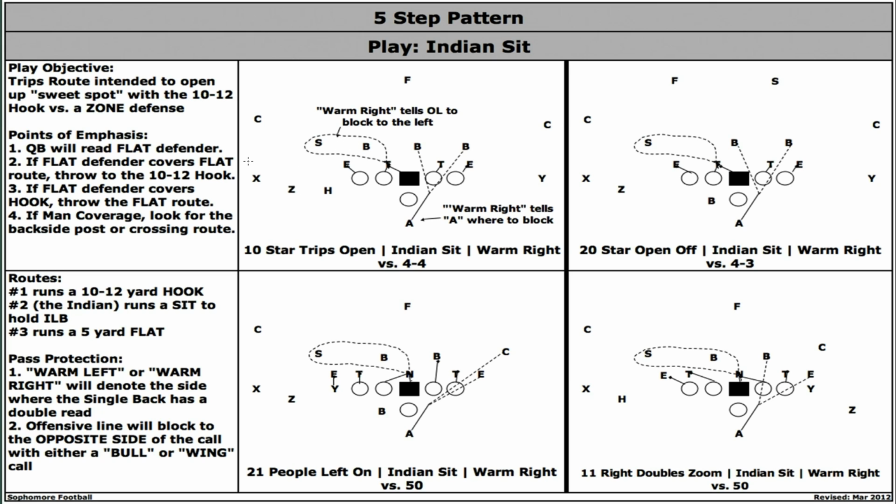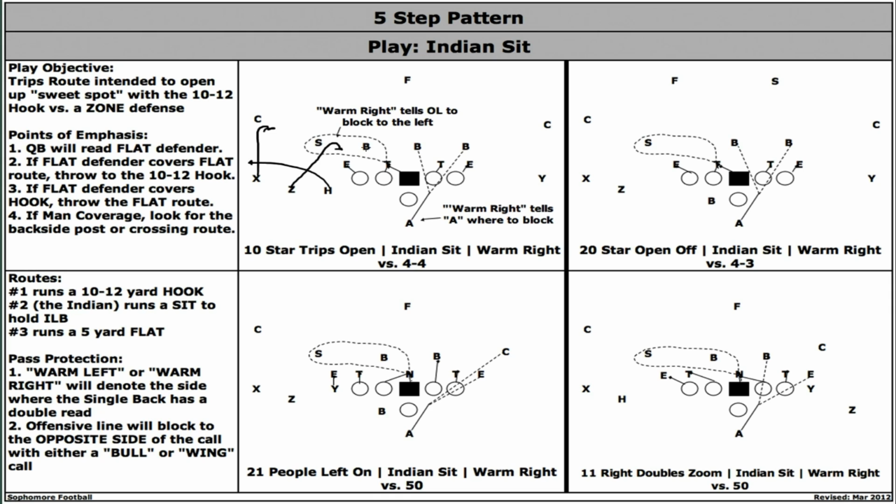So if you recall, the Indian pattern is basically the number 1 does a 10-yard hook. The number 3 does the 5-yard flat route. And normally the Indian runs a go route. Now we're going to tell the Indian, or the number 2 receiver, to sit right over here. What we're going to do is make this backer cover us.